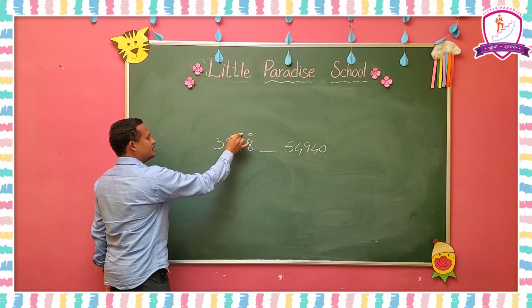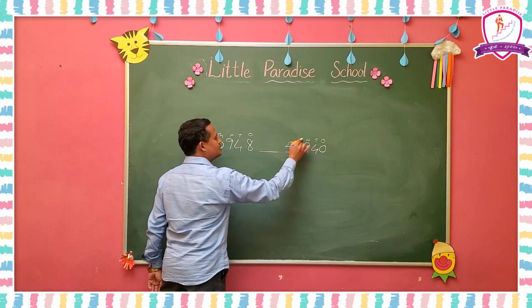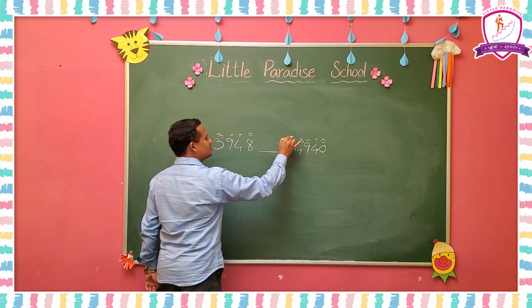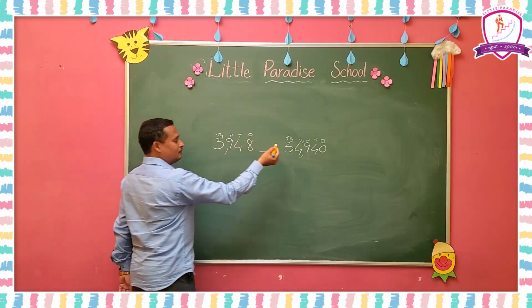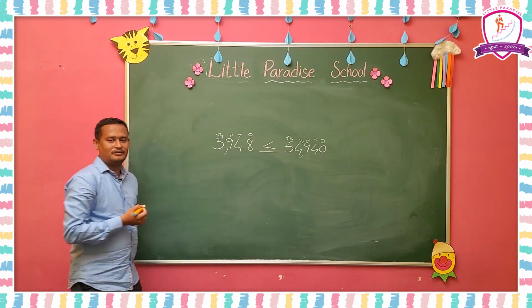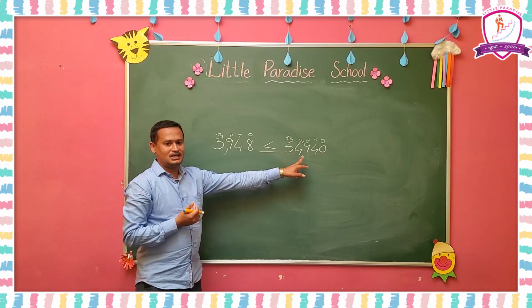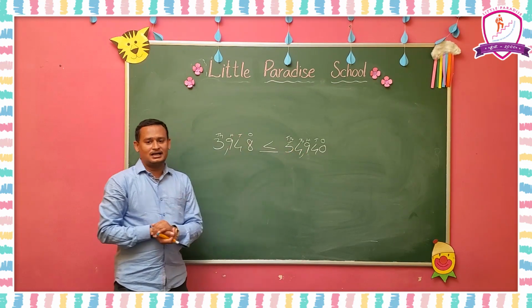Here ones, tens, hundreds, thousands only are there. Here ones, tens, hundreds, thousands, 10,000s are there. Here 5 digits are there. Here 4 digits are there. Always the big number will be this one, because here there are more digits. This number contains more digits. That's why it will be the greater number.